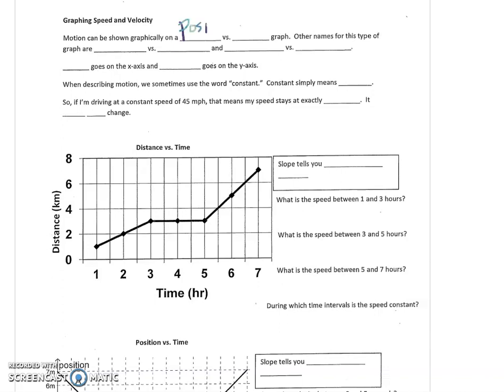So position versus time. And bear with me on the handwriting there. You might also see these called distance versus time. They're a little bit different, but very similar in the concept. And then they have a nickname. They're called the X versus Y. Time goes on the X-axis always, and position goes on the Y, or distance.